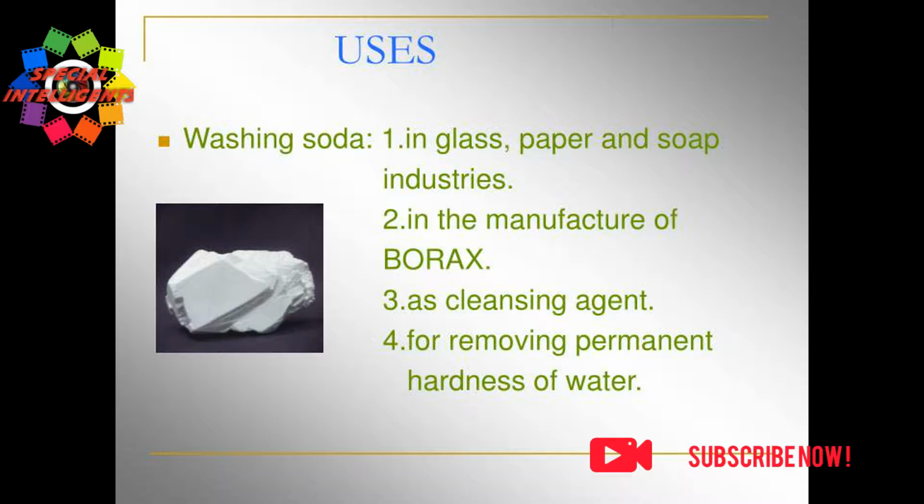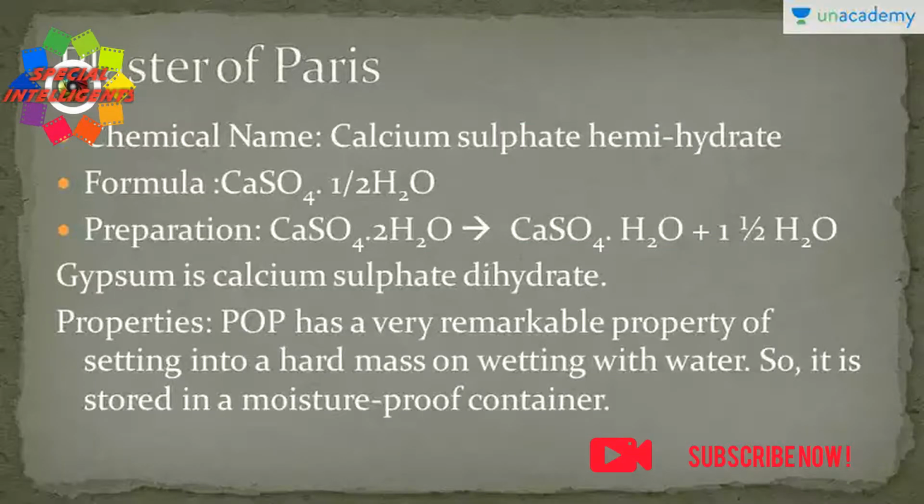Now we'll go to the plaster of Paris topic. The chemical name is calcium sulfate hemihydrate. Formula: CaSO4.1/2H2O. The preparation is given below, and the property of plaster of Paris is that POP has a very remarkable property of setting into a hard mass on wetting with water. So it is stored in a moisture-proof container.